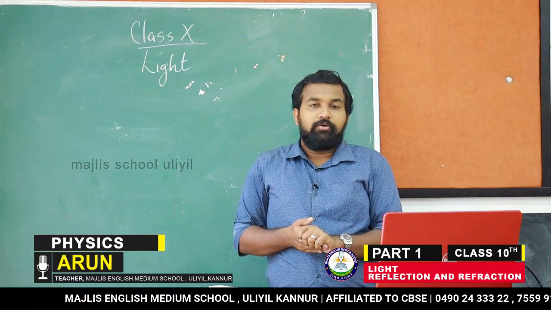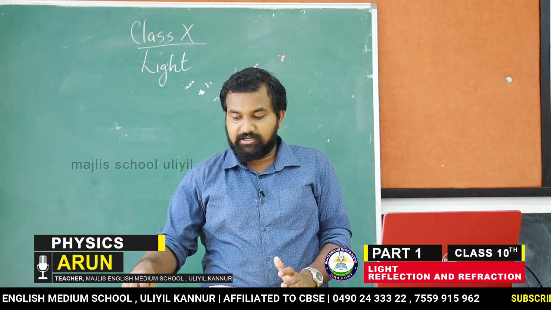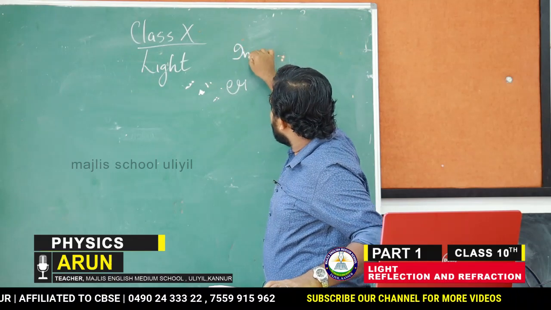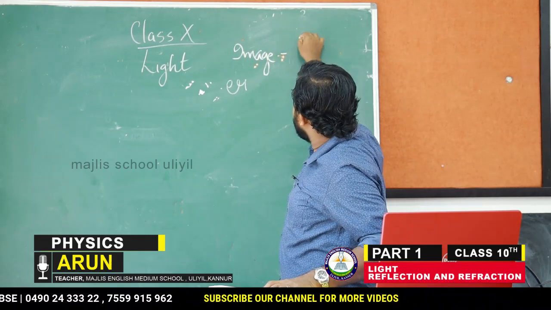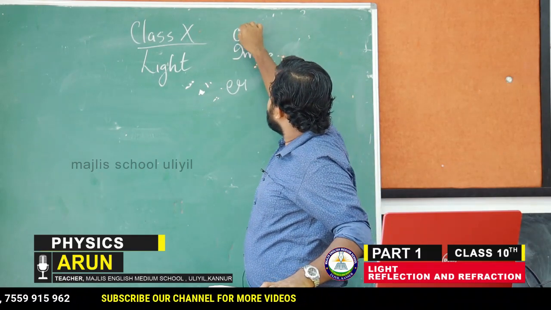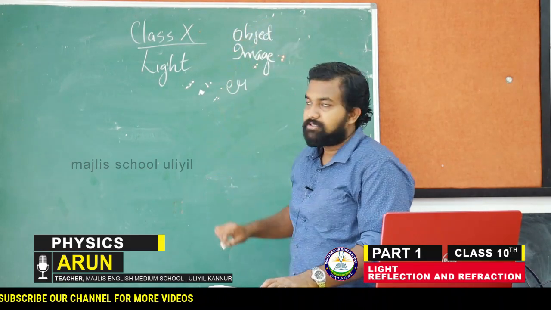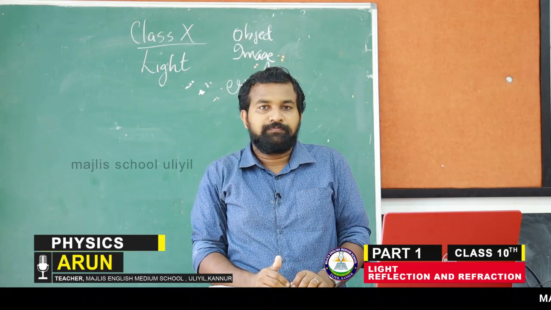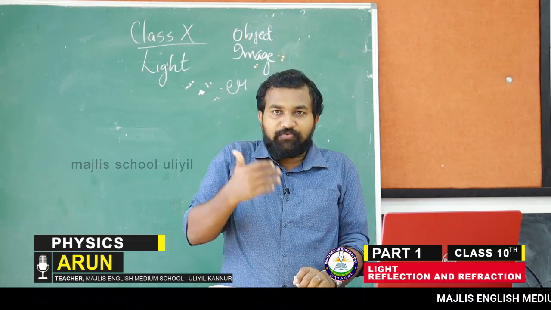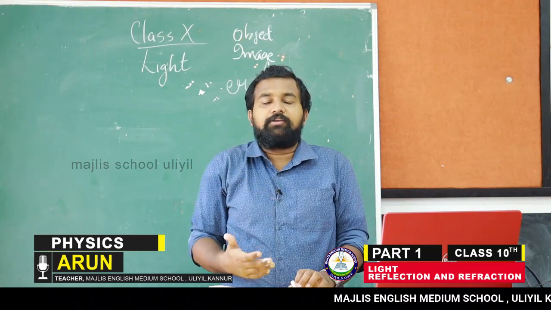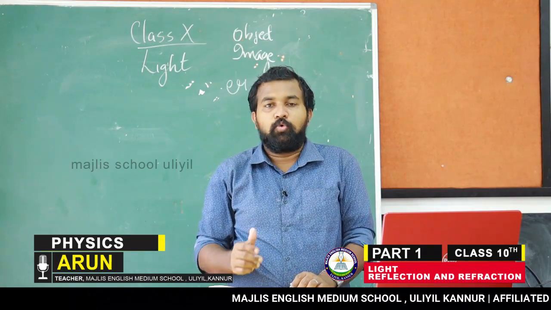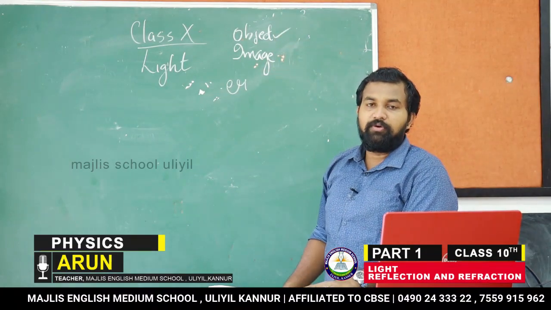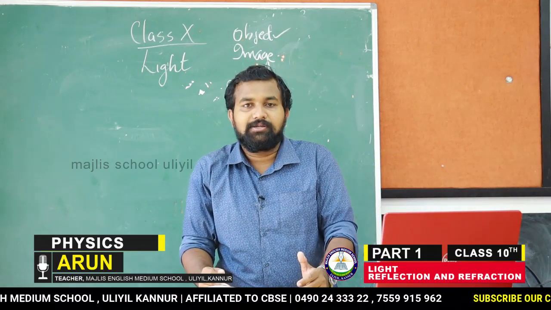Now what you have to understand are some basic terms which we have studied in our lower classes, about image and object. What is an image, what is an object, that we have to study first. Take the case when we are standing in front of a plain mirror in a house. For example, I am standing in front of the mirror to comb my hair. Whoever is standing in front of the mirror, that is the object.